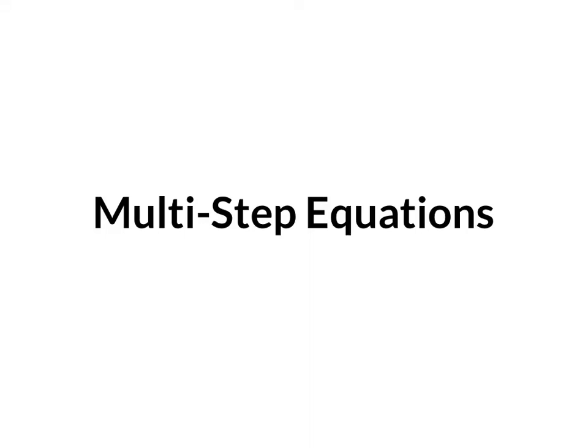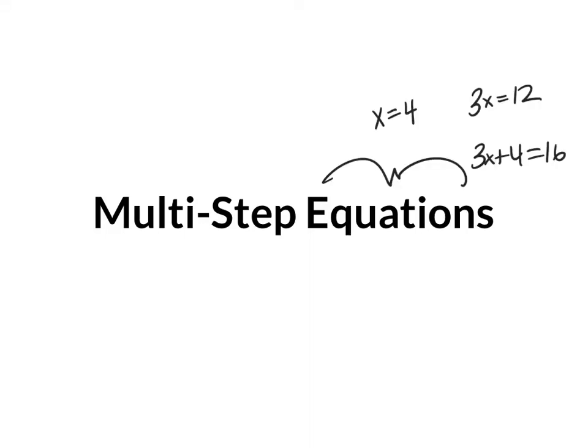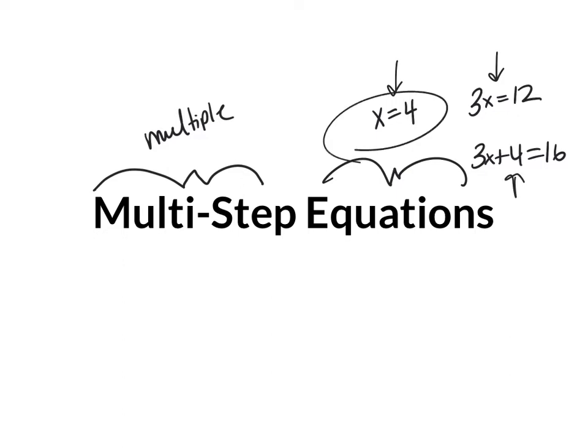Today's notes are on multi-step equations. Equations are two expressions that are equal to each other, like x is equal to 4, or 3x is equal to 12, and 3x plus 4 is 16. Multi-step is when it takes multiple steps in order to solve those equations and get the variable isolated by itself.